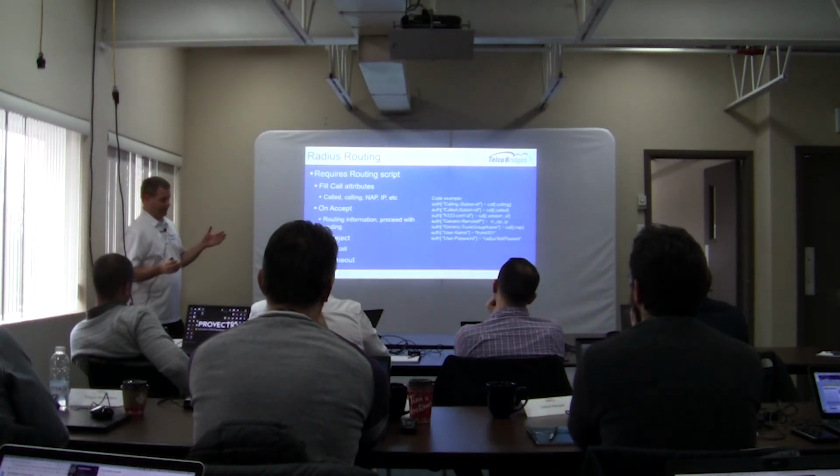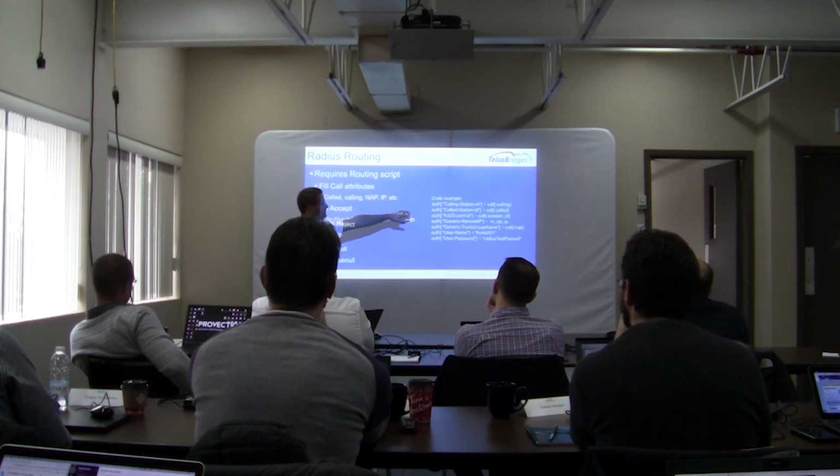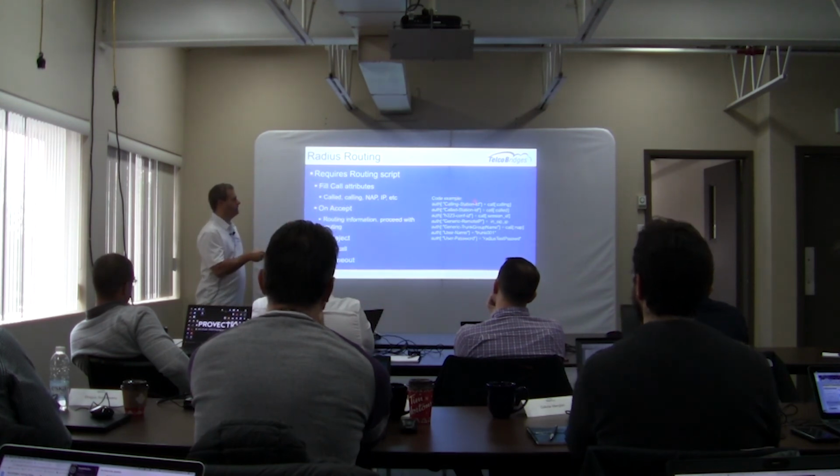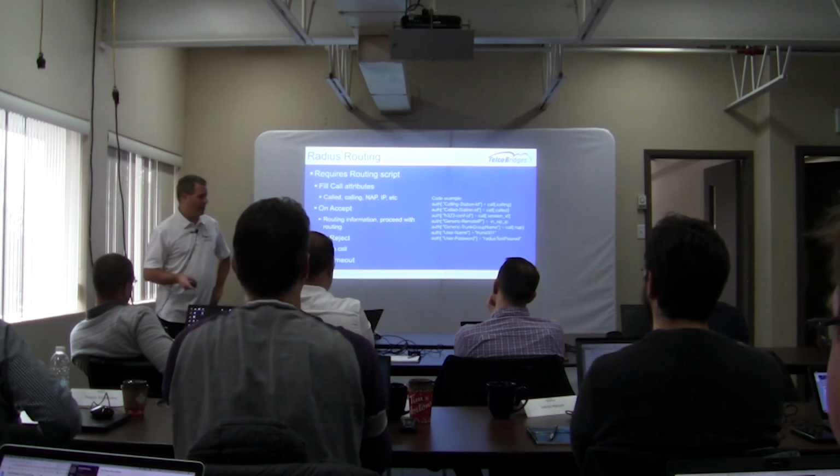Alright, and that's the only thing you need to do in the configuration: add this radius server and make it available. Then in the routing scripts, you will first fill the call attributes. These call attributes look like this, for example, calling station ID. We will see this again in the CDR presentation.